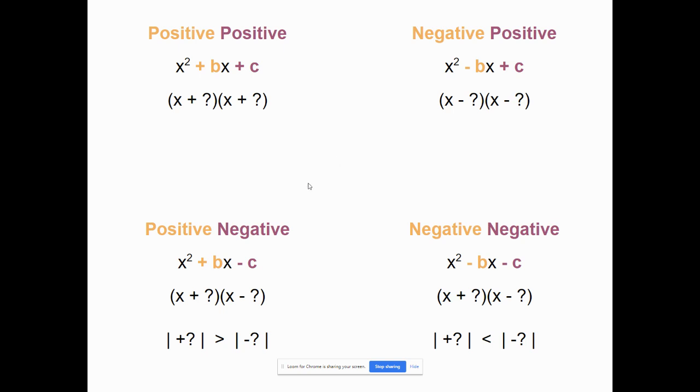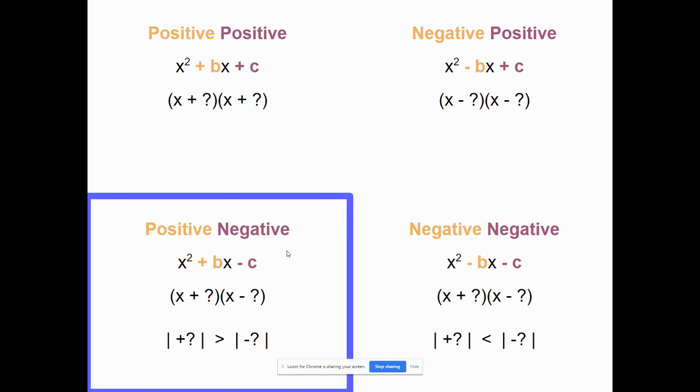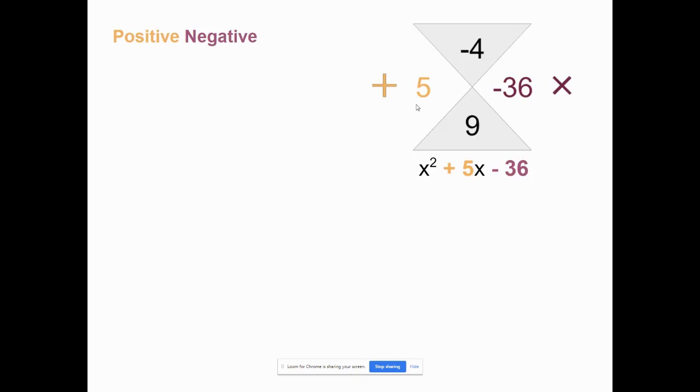Our final quadrant, we've been working our way around clockwise, and so we end up in the positive-negative corner down here. And we're going to talk about the case where the B is positive and the C is negative. It's quite a bit like the one we just did, and we'll see how those are related in just a moment. So here's our factor puzzle.